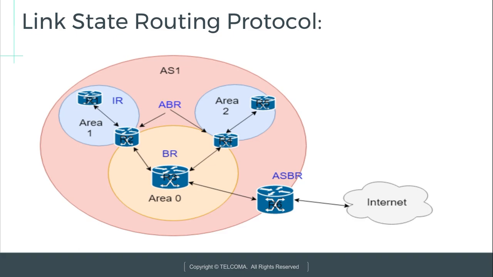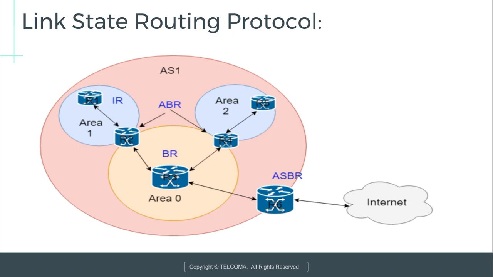Next is the internal router that is used in the area, that is, all interfaces of these routers are connected to network devices in the same area. So the interfaces of the routers in this area are connected to the devices that are present in the same area. So every internal router has the same LSDB. So every router in this area has the same LSDB, that is link state database.